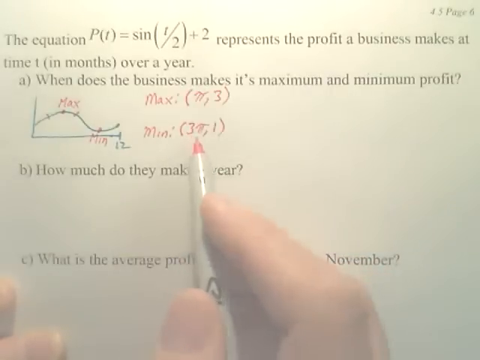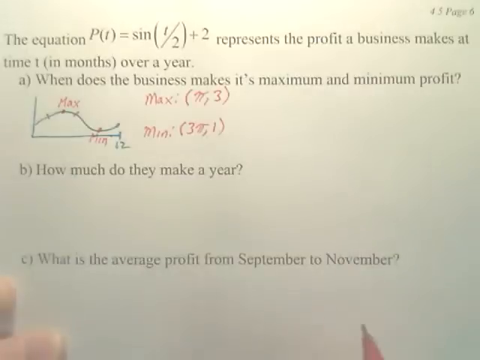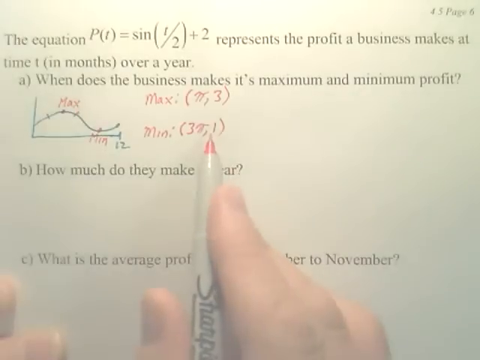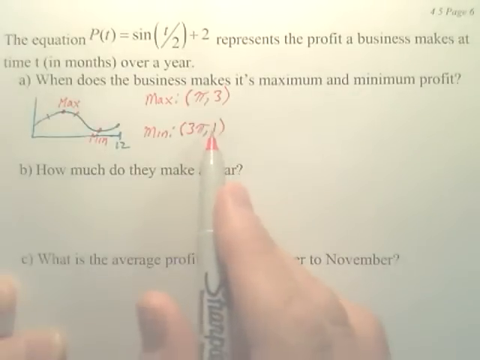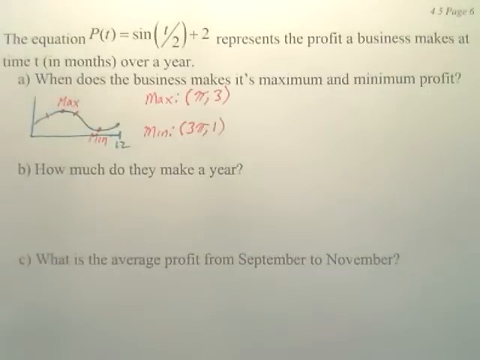And your minimum amount of profit would be at 3 pi, which is about 9.4 months, and that would be 1,000 or whatever 1 represents. That's your lowest amount of money you make per year. And that's it. So we got those two. Now if you didn't have a calculator, again, you differentiate, set it equal to 0, solve it, find your max and min using the first or second derivative test, and you're good to go.